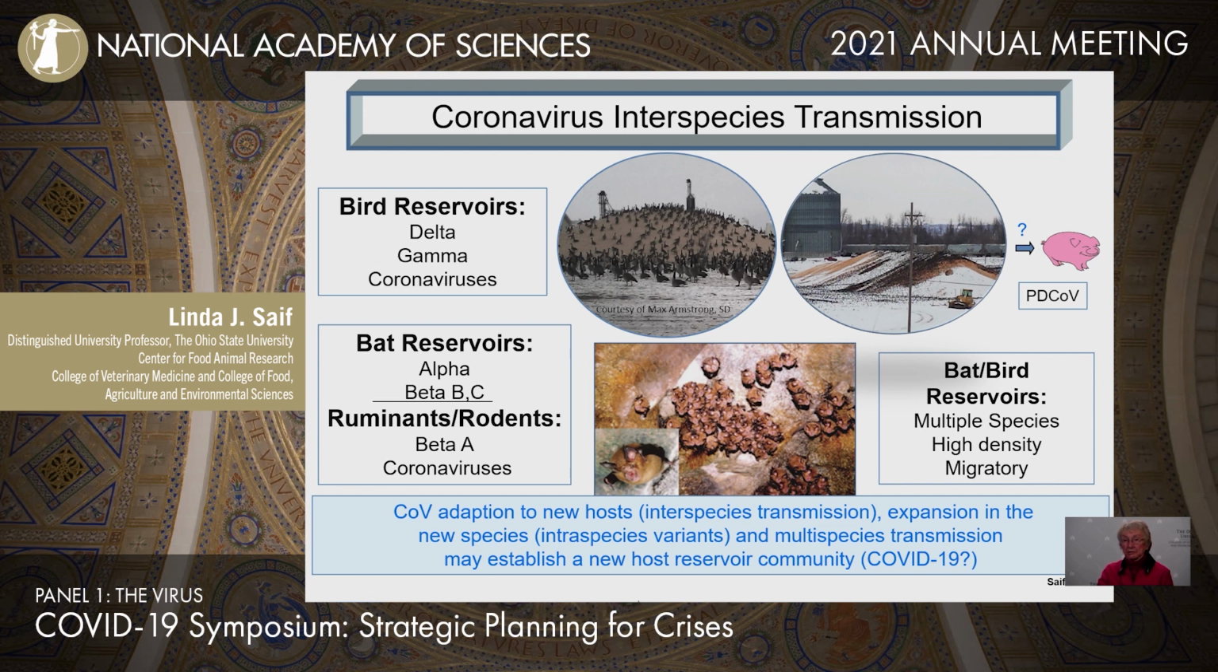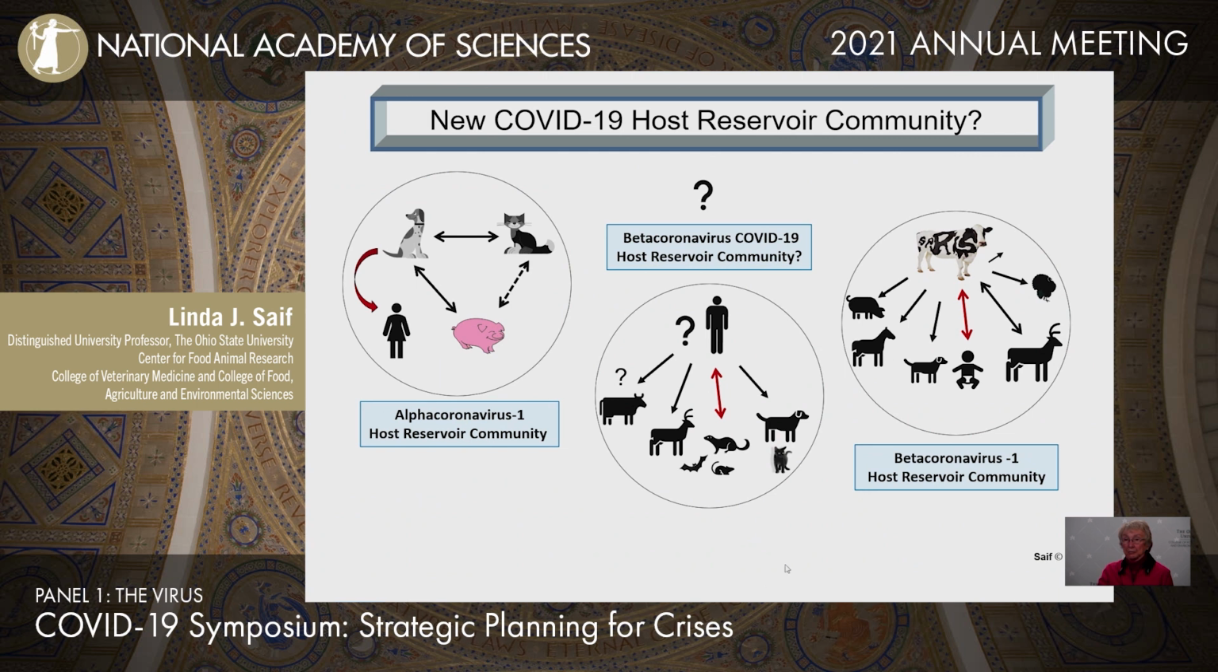So the concern is coronavirus adaptation to the new host with interspecies transmission, which may result in expansion in the new species, and then there may be appearance of interspecies variants like we're seeing now with COVID-19. There may end up being multi-species transmission to other animals, which then could establish a new reservoir host community for COVID-19. And what this might look like is in the center picture here, a beta coronavirus COVID-19 host reservoir, if this spills over into many different animals, including pets, wildlife, or even livestock.